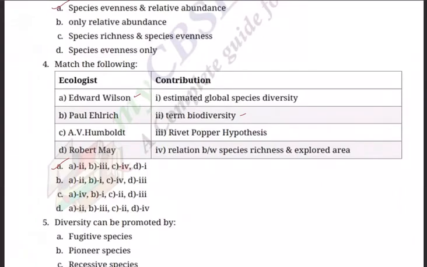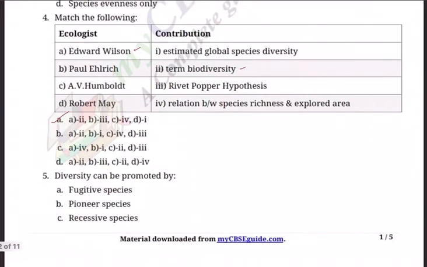That is Edward Wilson, term biodiversity. B, Paul Ehrlich, rivet popper hypothesis. And C, A.V. Humboldt, relation between species richness and explored area. And D, Robert May, estimated global species diversity. So A should be the answer.